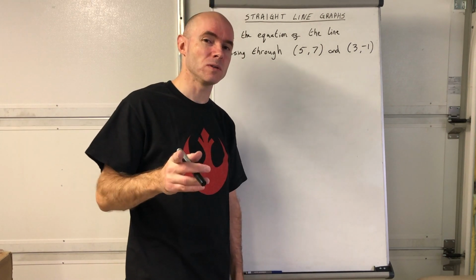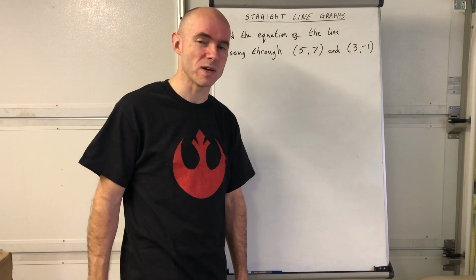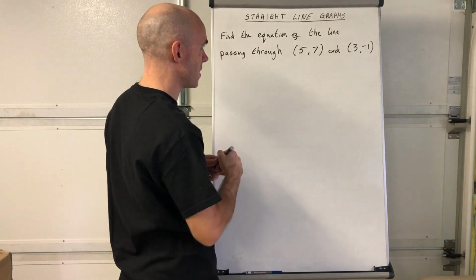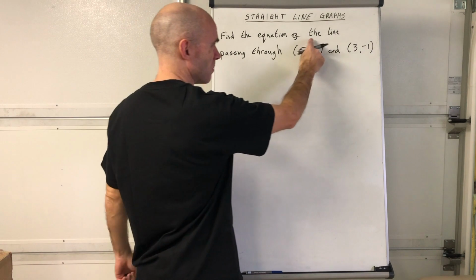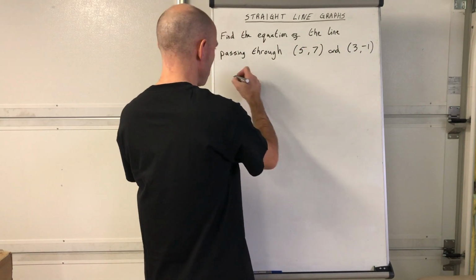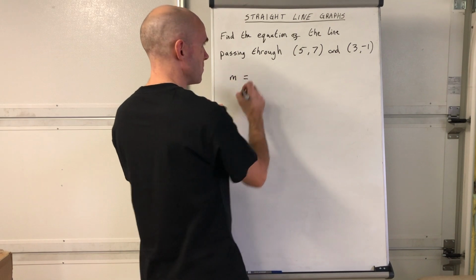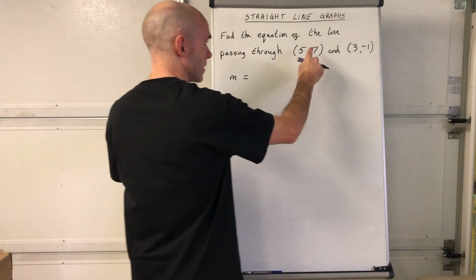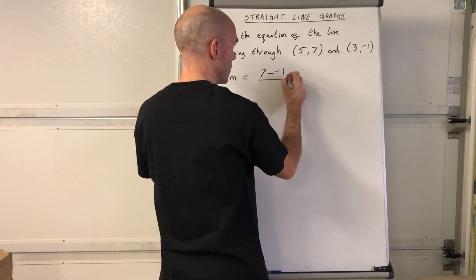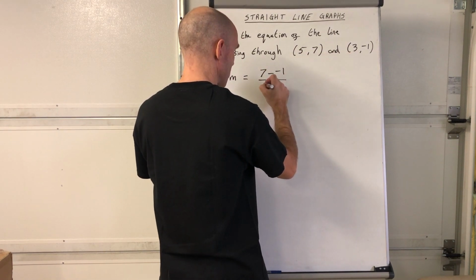But what we're not going to do is use the equation y equals mx plus c. So find the equation of a straight line passing through these. I've not drawn the straight line, but it should be obvious that it's going to be straight. So the first thing we're going to do is find the gradient between the 2 points. So I'm going to do 7 subtract negative 1 over 5 subtract 3.